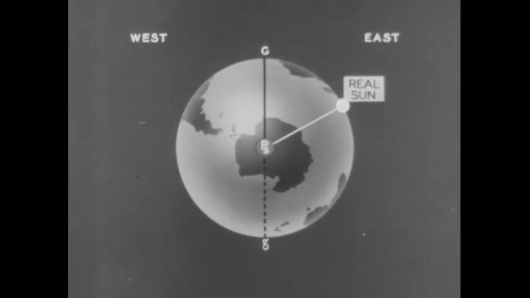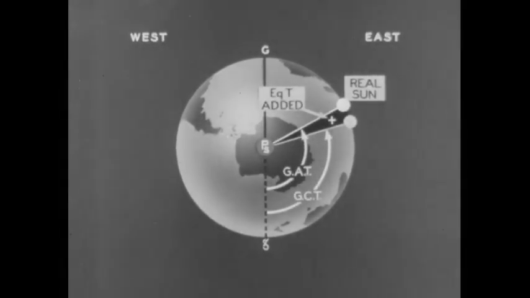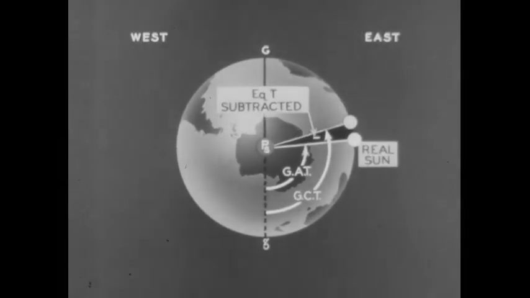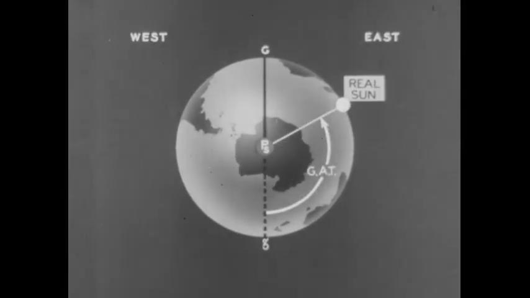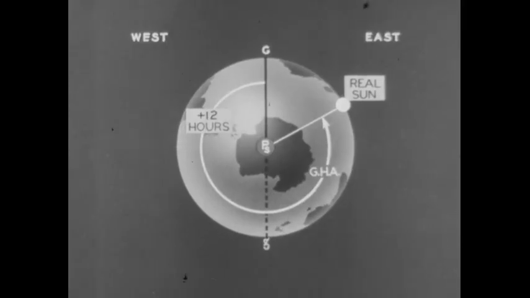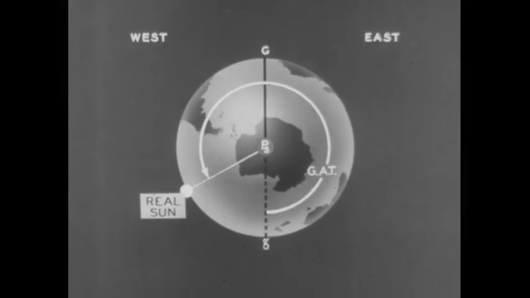To convert Greenwich Civil Time to Greenwich apparent time, add or subtract the equation of time. To convert Greenwich apparent time to Greenwich hour angle of the true sun, add or subtract 12 hours. That is how Greenwich hour angles of the sun are determined and tabulated in the almanacs.